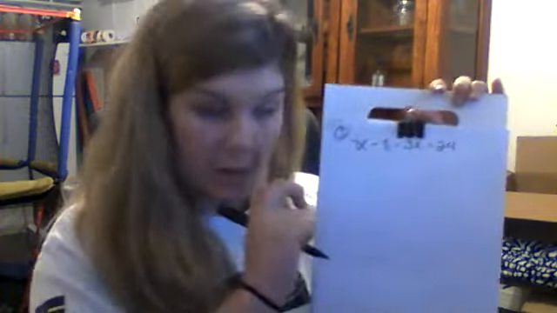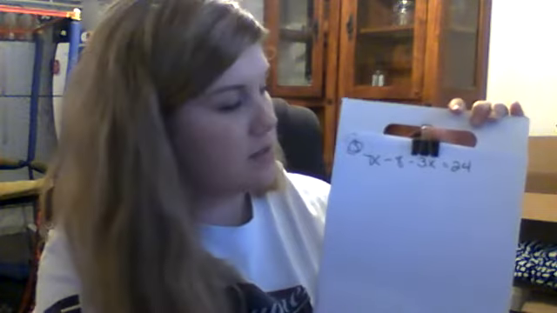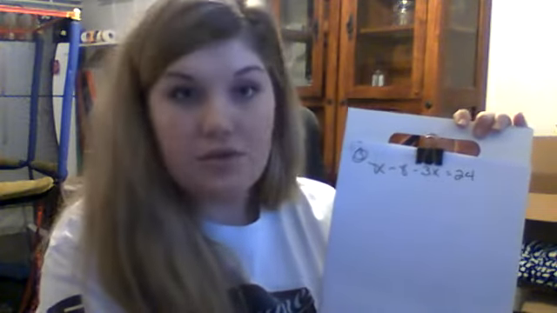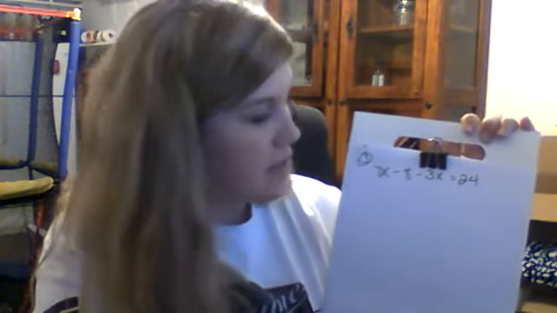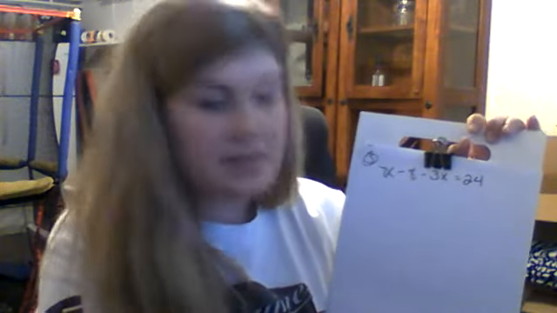I have another problem for us, and it's going to have an extra step in it, and we're going to combine like terms. So this one is 7x minus 8 minus 3x equals 24.